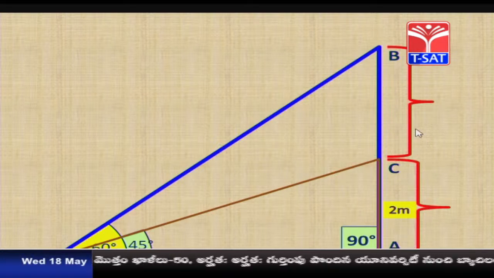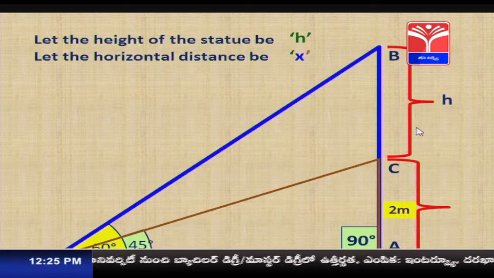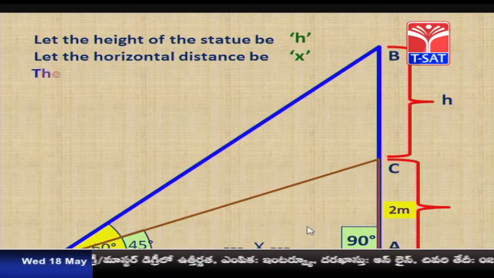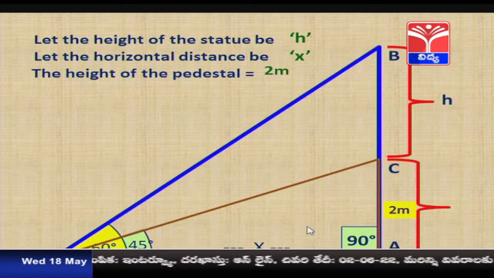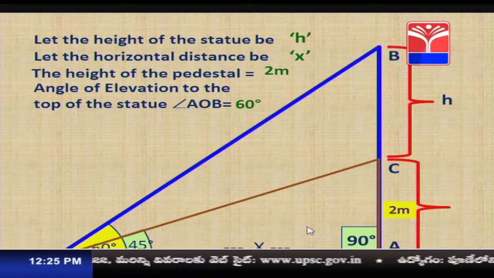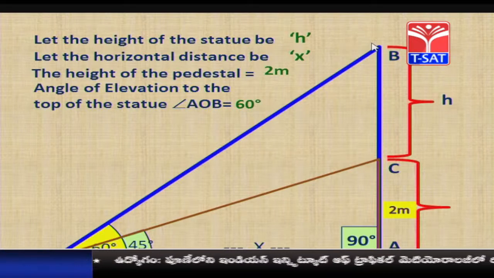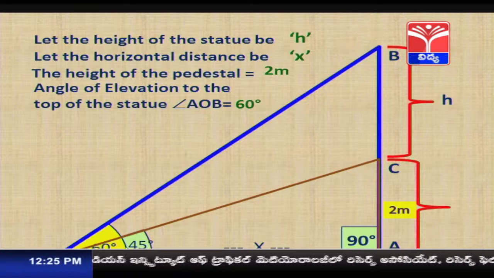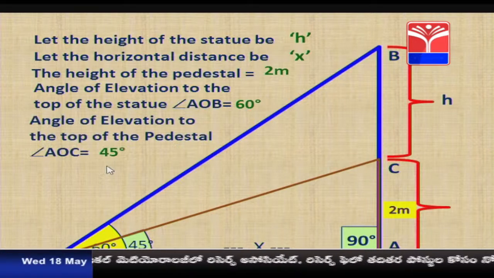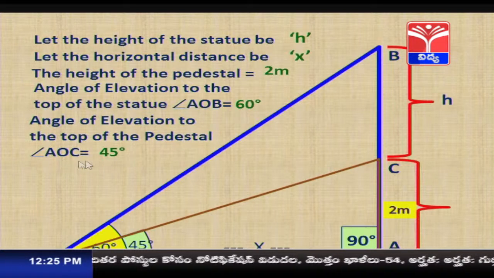So, here let me say the height of the statue is h, the horizontal distance is x, and the height of the pedestal is equal to 2 meters. The angle of elevation of the top of the statue, that is angle AOB, is 60 degrees. The angle of elevation of the top of the pedestal, angle AOC, is equal to 45 degrees.